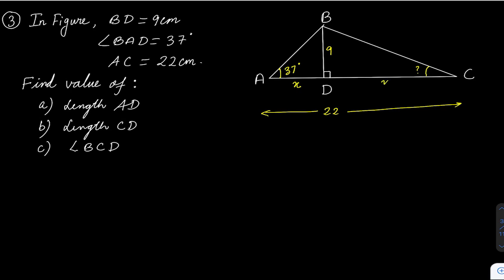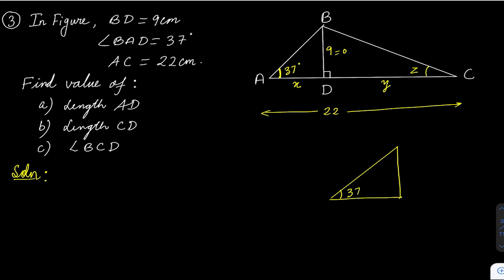Let's take X, Y, and Z. We need to find three things. So first, let's try finding X first. So let's first see where is X. So X is in triangle ABD. Again, we are looking at angle A, that is 37. So 9 becomes our opposite. Or you can draw a new triangle so that the original triangle remains as it is.